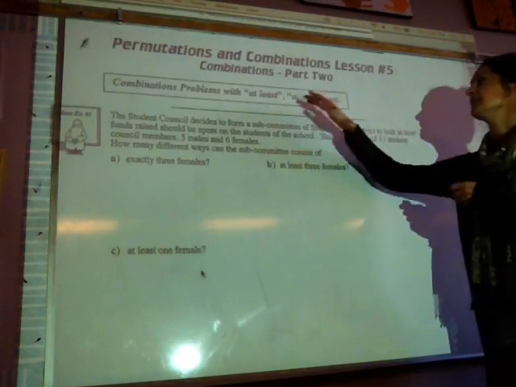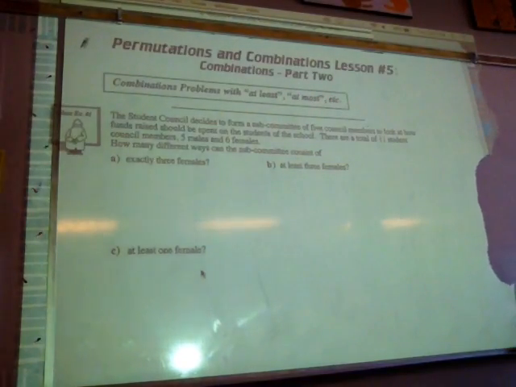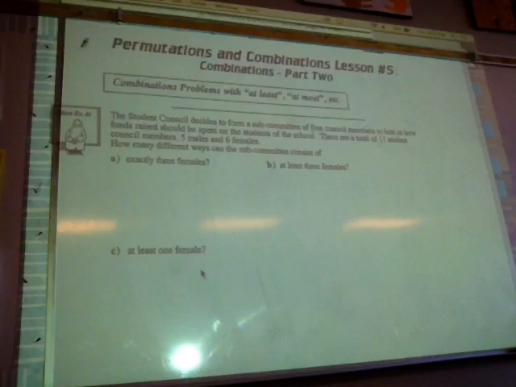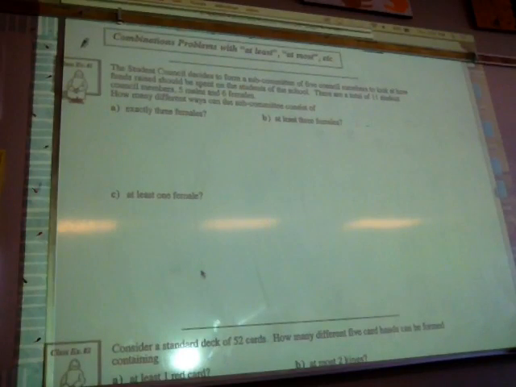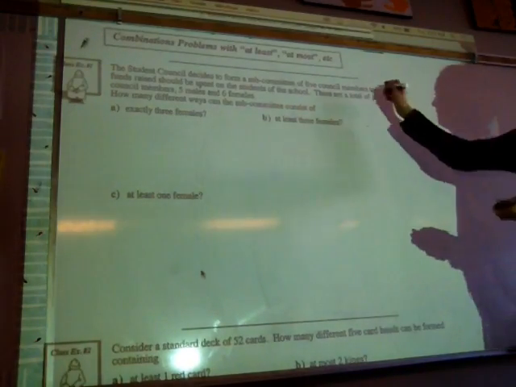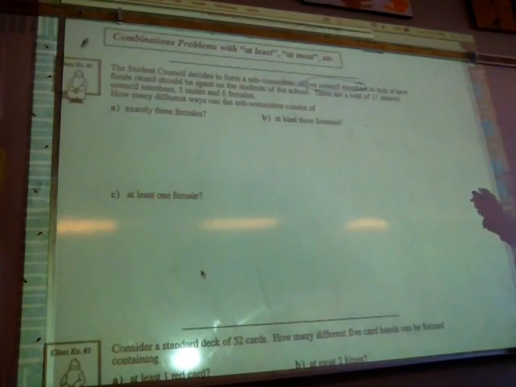Permutations that have at least, at most, exactly, or none. Okay, so the student council example again. The student council decides to form a subcommittee of 5 council members to look at something, it doesn't matter what. There are a total of 11 student council members, 5 are male, 6 are female.